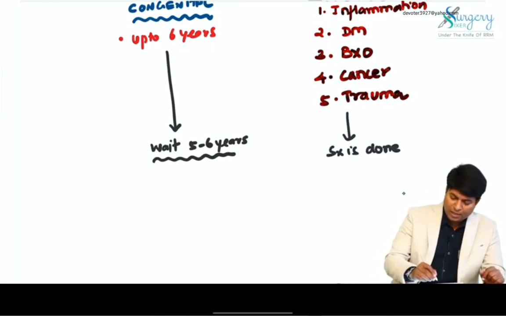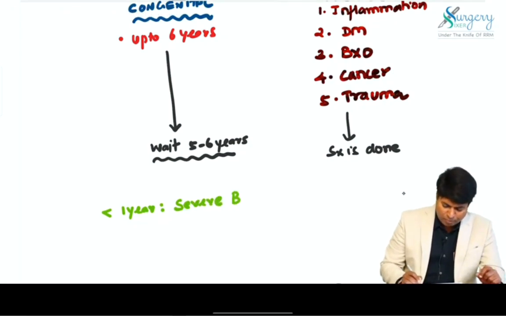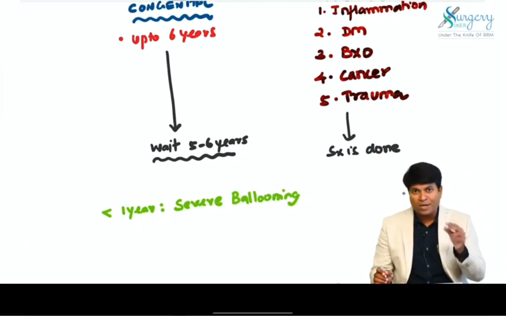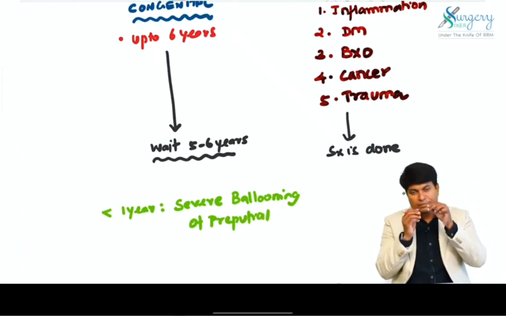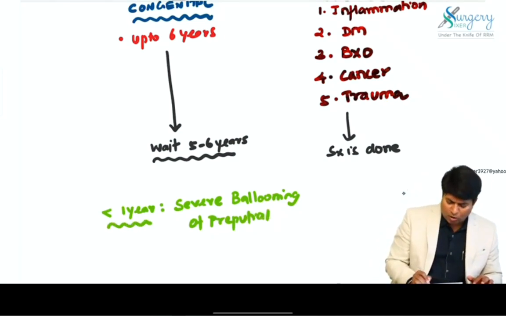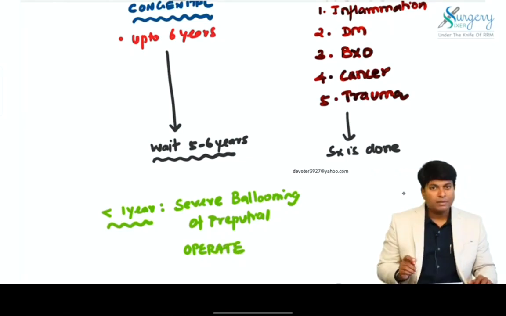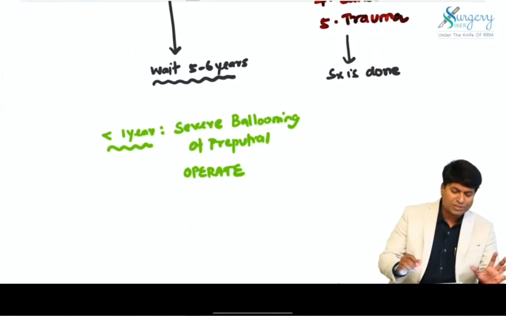But in babies less than 1 year, if they are having severe ballooning of the prepuce, why is there ballooning? The prepucial opening is very small, even the urine cannot come out. The penile opening is good, but the prepucial adhesion is very tight. The urine cannot come out and the baby is crying. In such cases we can operate, for severe tight prepucial thickening causing obstruction of urination. Otherwise, if there are no such symptoms, we can wait for 5 to 6 years.